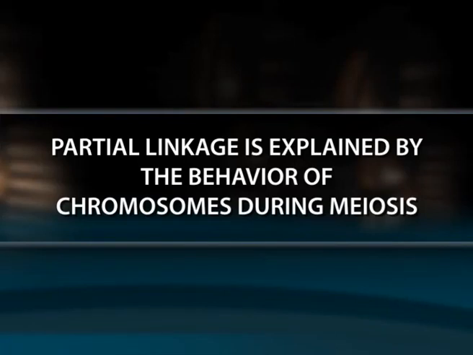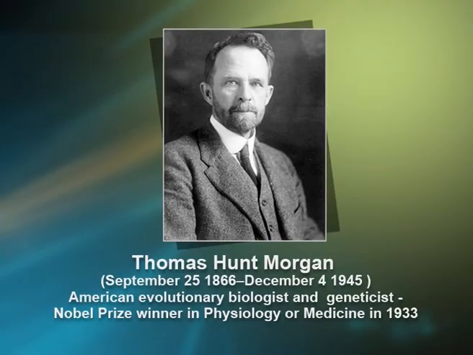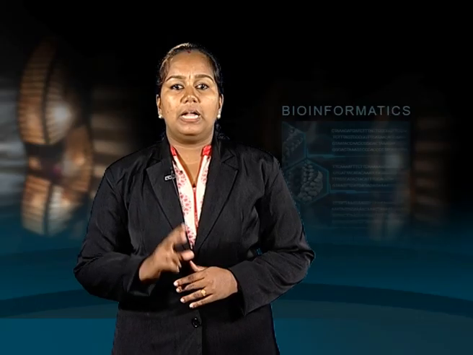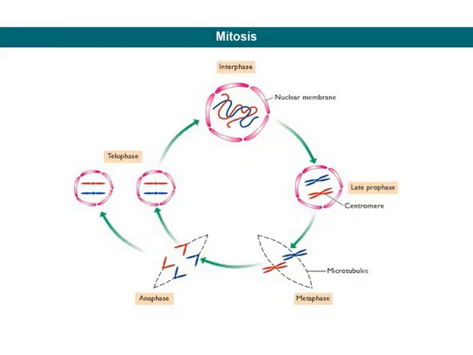Partial linkage is explained by the behavior of chromosomes during meiosis. Thomas Hunt Morgan made the conceptual leap between partial linkage and the behavior of chromosomes when the nucleus of a cell divides. There are two types of nuclear division, mitosis and meiosis. In mitosis, the diploid nucleus of a somatic cell divides to produce two daughter nuclei, both of which are diploid.